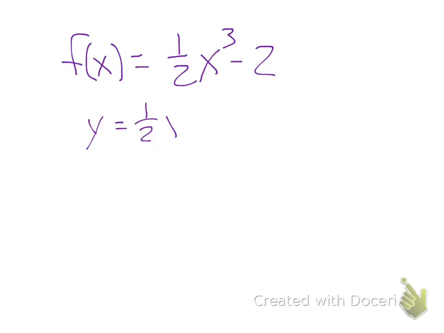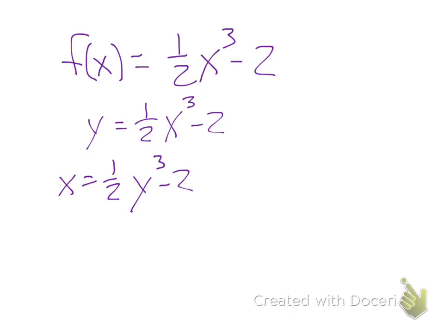But guess what? After that, follow the same rules. Switch x and y, solve for y. That's it. Those same two things apply for all functions. And so, add 2. Switch x and y first. X equals 1/2 y cubed minus 2.